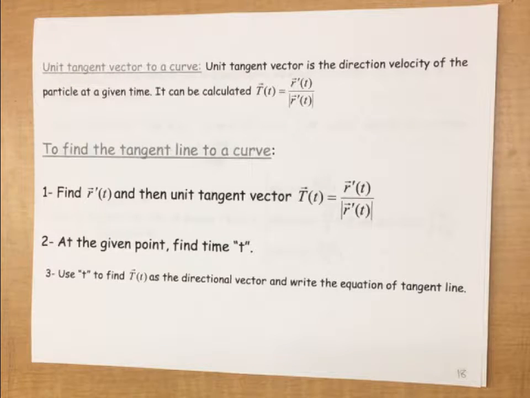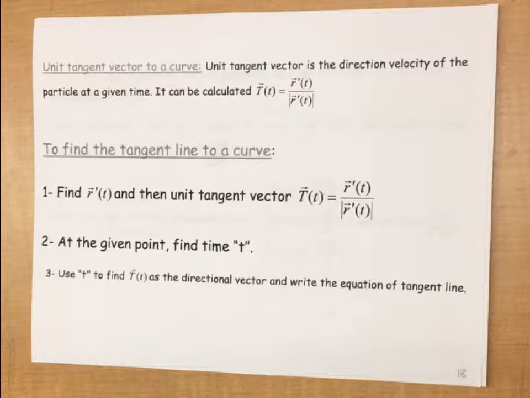And so now we're going to learn about unit tangent vectors to a curve. A unit tangent vector is the direction of velocity of the particle at a given time. It can be calculated as r prime of t over the magnitude of r prime of t. And to find the tangent line to a curve, we have 3 steps.